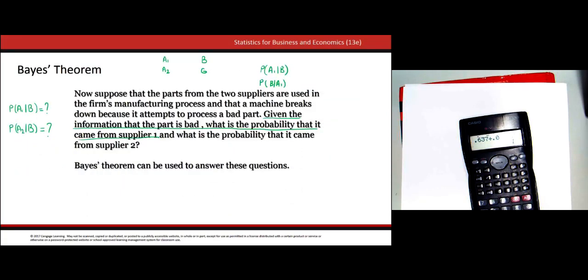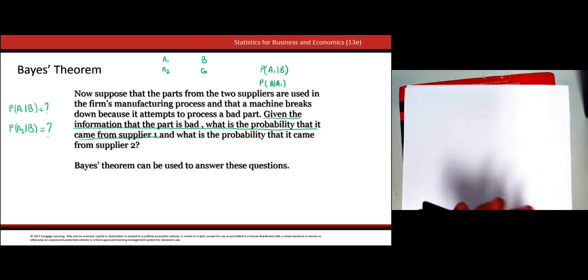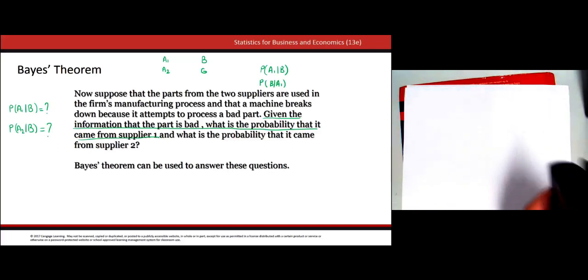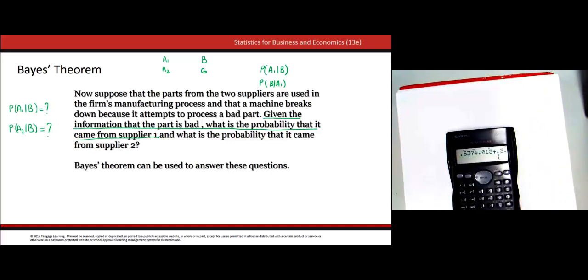But here we need to calculate something else. We know that the part is bad. The machine breakdown occurs because it attempts to process a bad part. So we know now the part is bad. Given it is bad, what's the probability it came from supplier 1? Given it is bad, what's the probability it came from supplier 2? Now how can we calculate these probabilities?